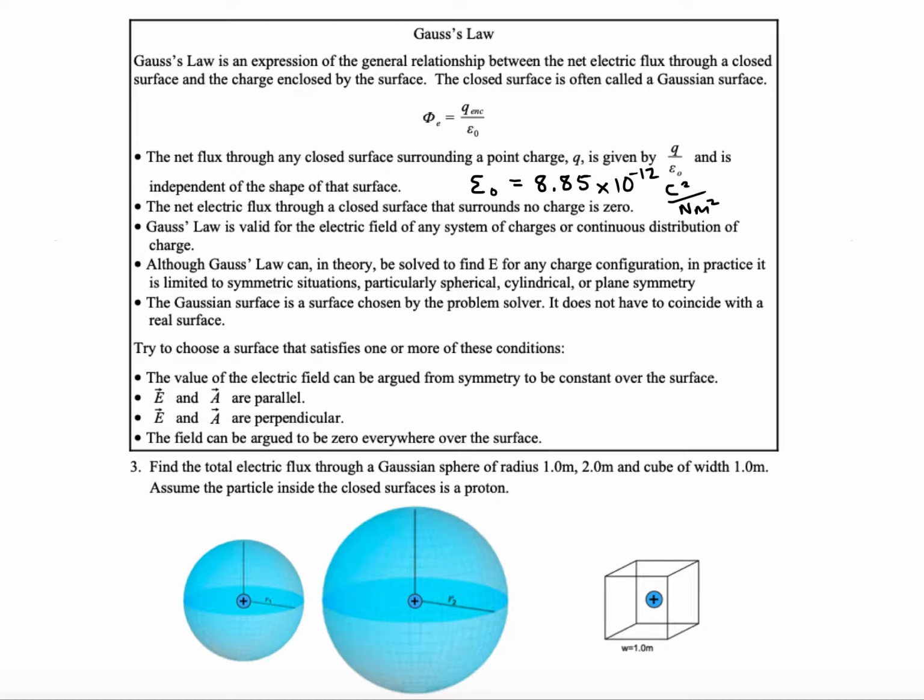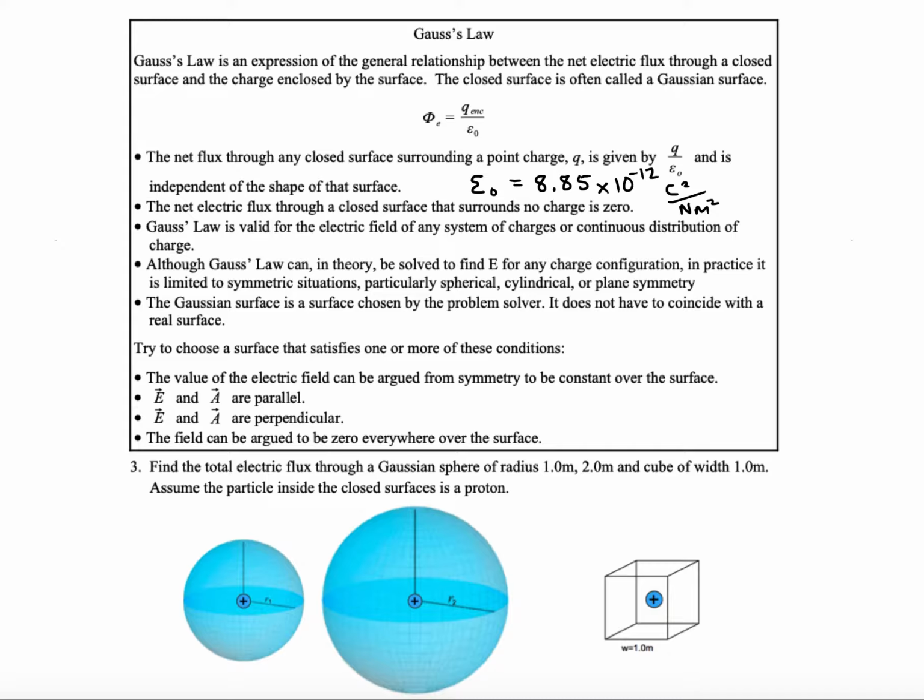We'll find that the net electric flux through a closed surface that surrounds no charge will be 0. But Gauss's law will be valid for the electric field of any system of charges or any continuous distribution of charge. And although Gauss's law can be used to find the electric field E for any charge configuration, we'll find that in practice it's really limited to symmetric situations. Keep in mind that the Gaussian surface you use to calculate the flux can be chosen by the problem solver, and it doesn't have to necessarily coincide with a real surface of any kind.